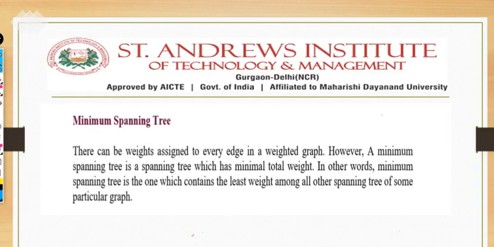So the minimum spanning tree is the minimum possible least weight to cover all the vertices, right? So among all the spanning trees, if we are able to conclude that one of the spanning trees consists of the least weight, that is known as a minimum spanning tree. Okay, I hope it is clear.